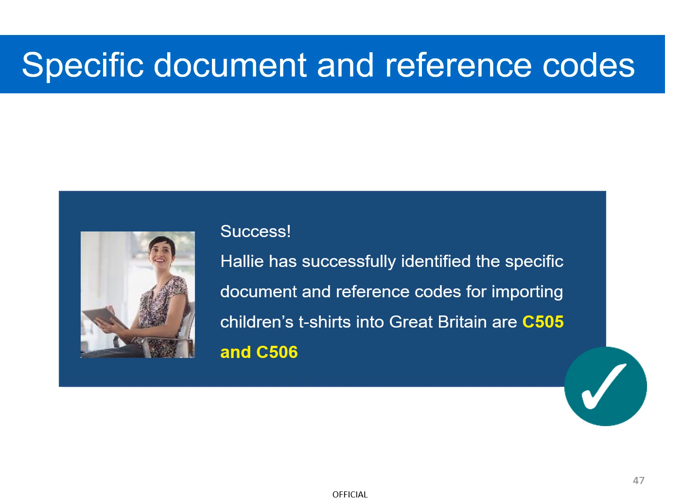Hallie has correctly identified the specific document and reference codes C505 and 506 for her children's T-shirts by using Appendix 5 and re-reviewing the UK Integrated Online Tariff and Appendices 1 and 2 under the specific document and reference code sections.